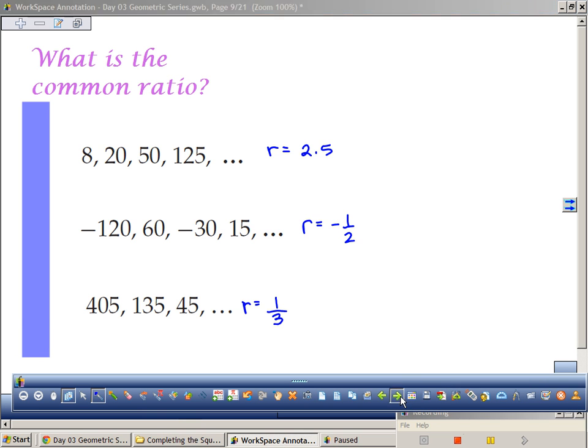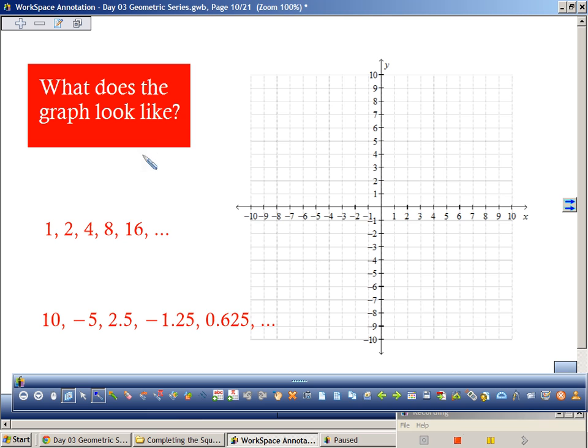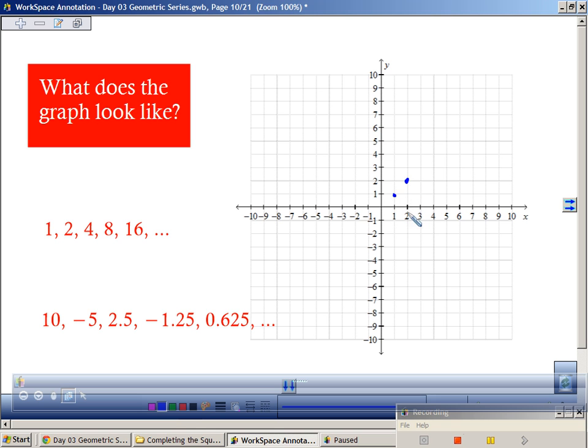All right, what does the graph look like? So, we already did this kind of, right? The first term is 1. The second term is 2. But then it starts to jump, right? The third term is 4. The fourth term is 8. The fifth, right? You see that?